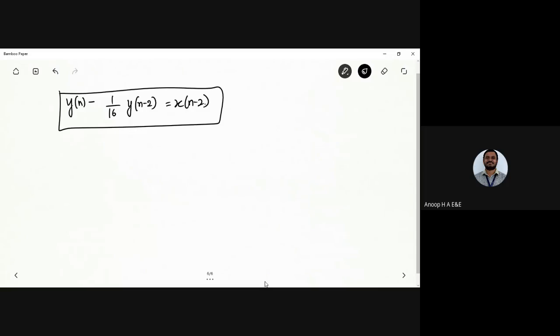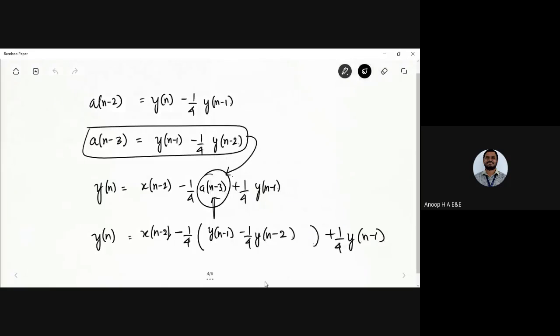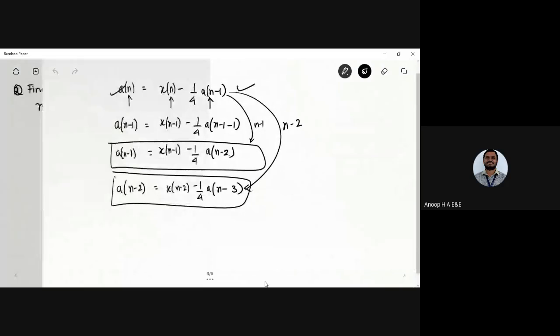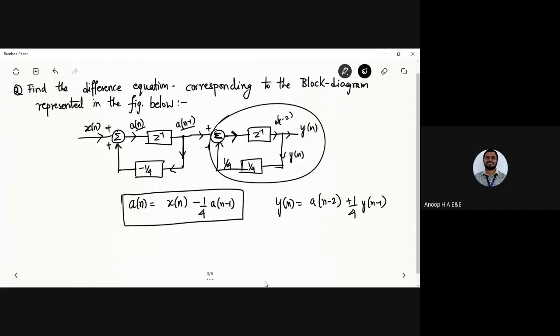So first, for the signal, you have to take a of n, and the delayed version of it is a of n minus 1, and the delayed version you take from the output. The output is tapped here. You have one more delayed version of it, that is a of n minus 1, which is being added to the second subsystem I'm talking about. I'll show you here. Yes, this is the second subsystem, and this one is the first subsystem.